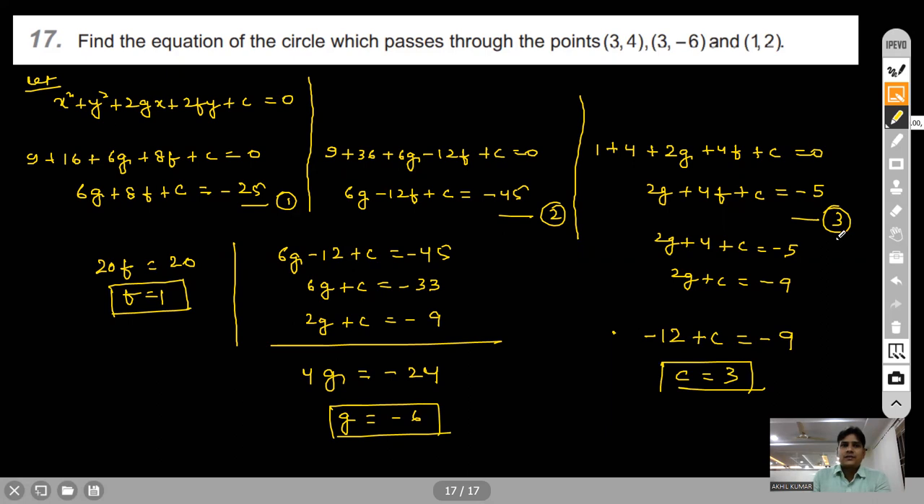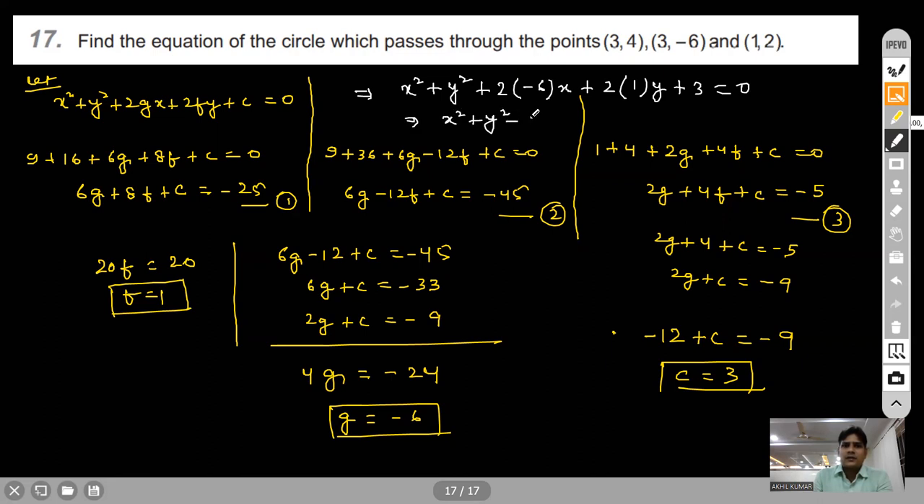So our equation of the circle will become x square plus y square plus 2gx plus 2fy plus 3 equals to 0, where g is minus 6 and f is 1. That is nothing but x square plus y square minus 12x plus 2y plus 3 equals to 0. This is the required equation of the circle. So we are done with this exercise.